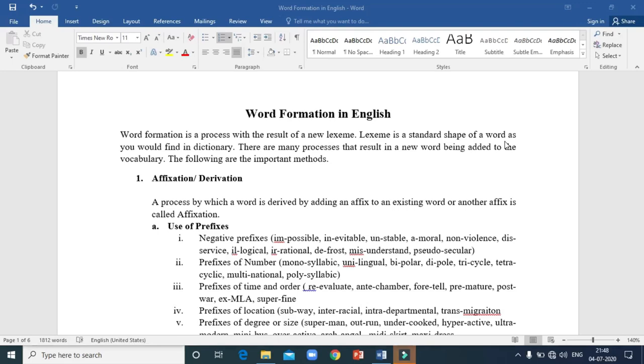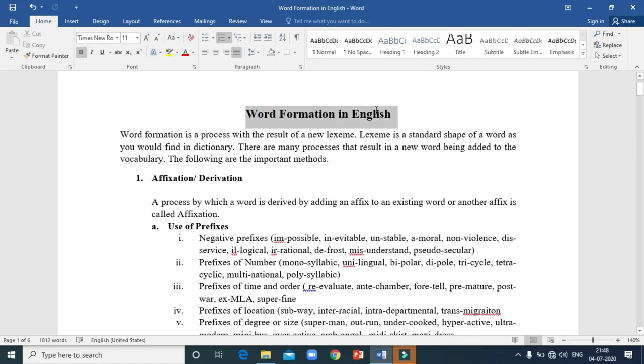Hello students, welcome to another lesson on History of English Language, especially focusing on Module 4 of the History of English Language paper prescribed for the fourth semester by University of Kerala for BA English Language and Literature. So today in this class I am going to focus on this topic, word formation in English.